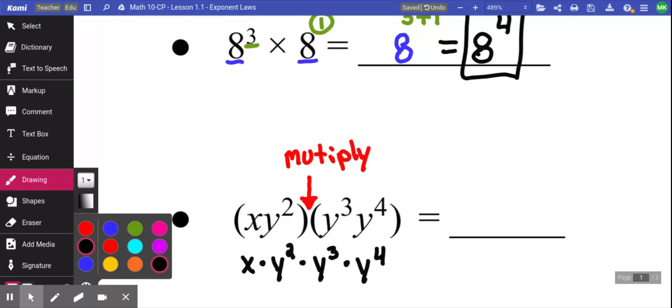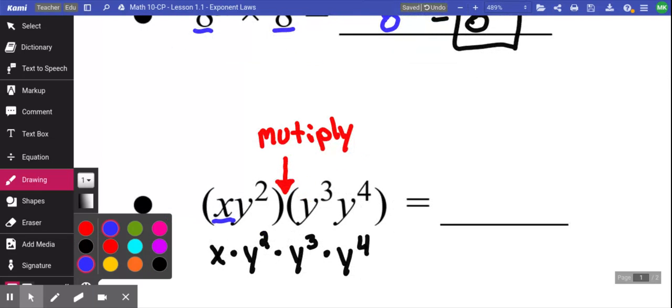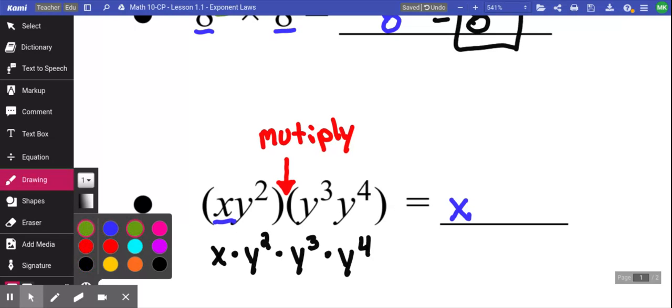Again, same letters can go together. Different letters can't. So when I look at this question, I have x, and there's no other x's in this question. That means it can't combine with anything, but it'll still be there. This will be x to the power 1. It'll just be sitting there. The y's, I have y to the 2, y to the 3, y to the 4, will become y to the 2 plus 3 plus 4. That means this simplifies to be x, y to the 9.